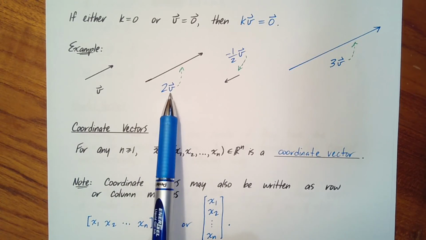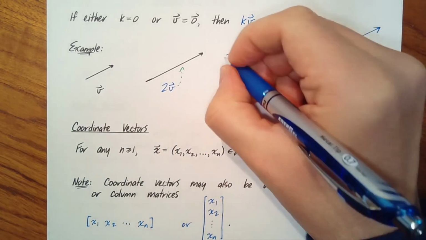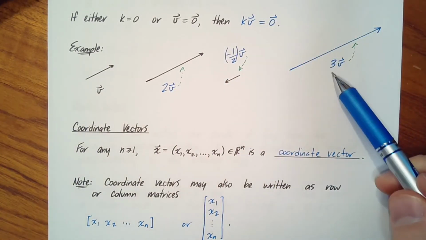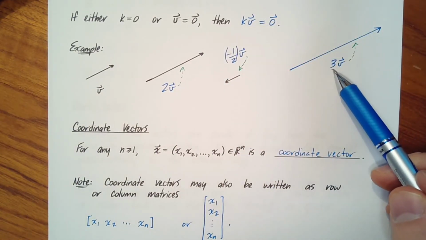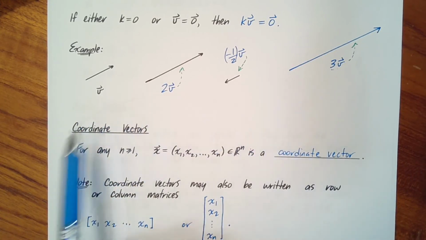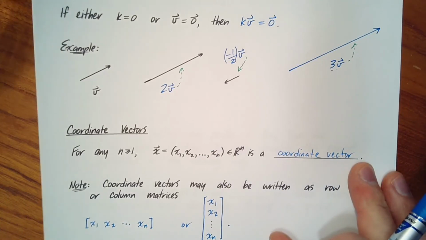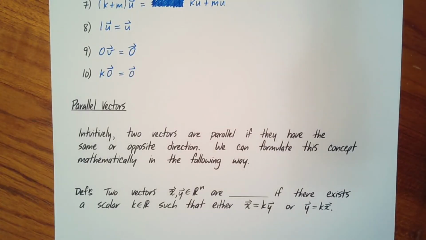This one is 2 times V. This one is negative a half times V, and I probably should have had brackets around there. This one is 3 times V. They're all scalar multiples of this original vector V, and that's really what makes them parallel to V, and hence to each other as well. That's where the definition on this page comes from.